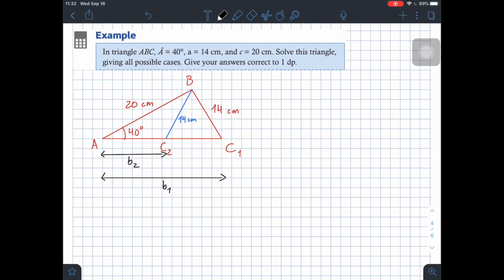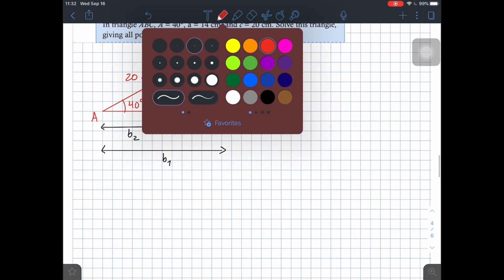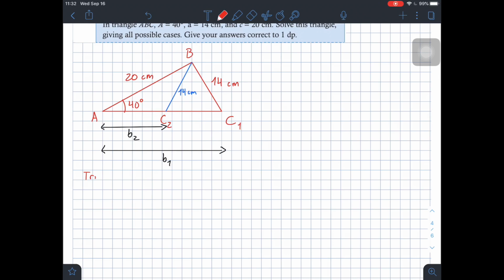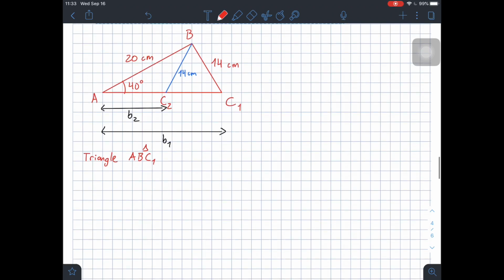B1. Okay, so let's focus first on triangle ABC1. We're going to focus on the big triangle first, okay? To solve that triangle, I see that we already have this side, we already have this side, and we have this angle over here. So I can apply the sine rule, right?